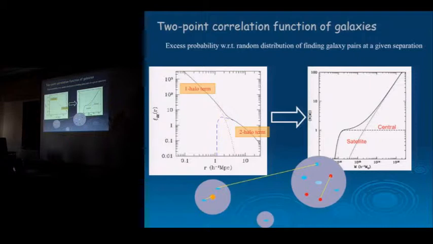The HOD modeling just tries to convert this pair count to a relation between galaxies and dark matter halos. Here I phrase it in terms of the mean occupation function of galaxies. It's just how many galaxies you can find in a halo of given mass.